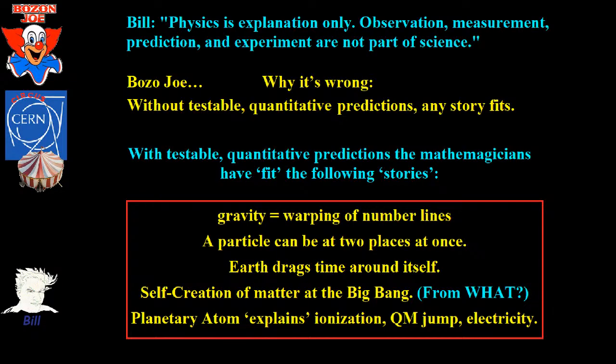Yeah, like from what? I mean, how did the particles come into existence? And they say, well, we have virtual particles popping in from the void, coming into existence and out of existence constantly. Yeah, by what process? Explain the process, the mechanism. Don't tell me that they do. Tell me how they do it. And then the planetary atom explains what? Ionization. Yeah, and that's what they use for electricity and quantum jump and all that stuff. So yeah, they have all these stories, these any-story-fits stories, and that's exactly what we have today.